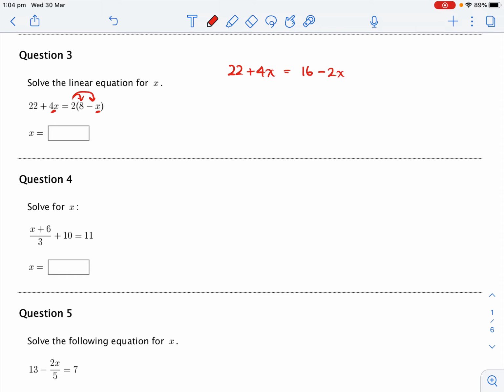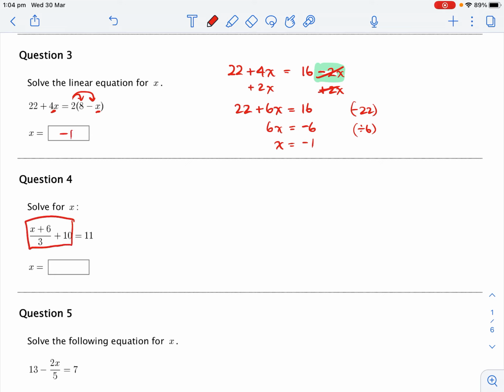Okay, second thing, I want to get my x's together. The way I'm going to do that is this negative 2x, I'm going to do the opposite of minus 2x, which is plus 2x. And what I do to one side, I have to do to the other. So then that gives me 22 plus 6x equals 16. Those two cancelled out, so it's gone. Rearrange, I'm going to subtract 22 from both sides, which is 6x equals negative 6. So 16 minus 22 is negative 6, and then I'm going to divide by 6. x equals negative 1.